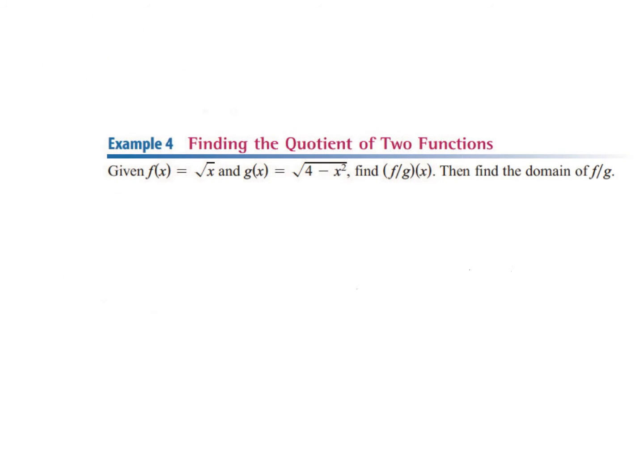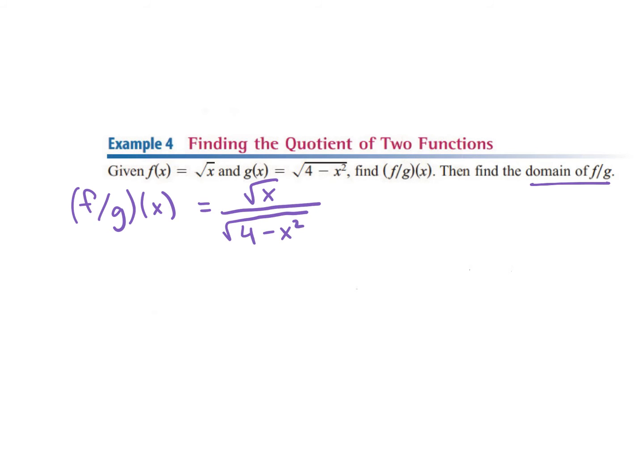So here we're finding the quotient of two functions, and then it asks us to find the domain. So I'm dividing f divided by g of x. So f is square root of x, and g is square root of 4 minus x squared. I can't simplify this. So this is my f divided by g of x.